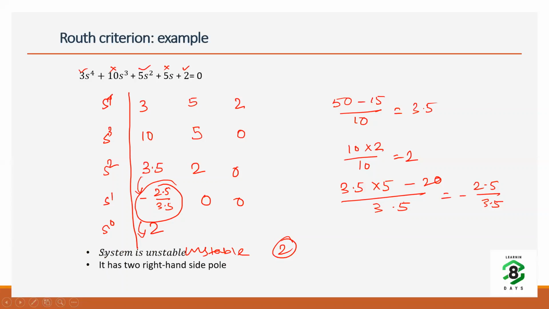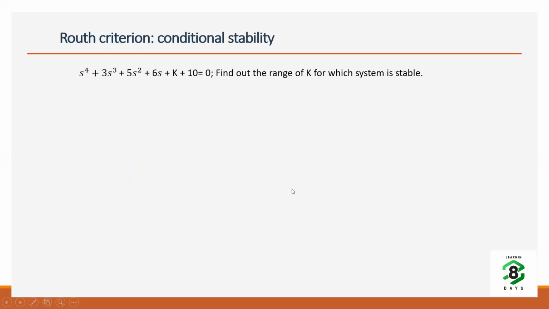This is my conclusion. The system is unstable and it has 2 right-hand side poles. The next topic is conditional stability. I'll explain the meaning or definition of conditional stability, but let's do a problem using the Routh array.